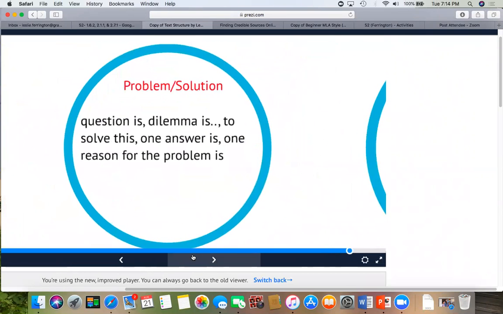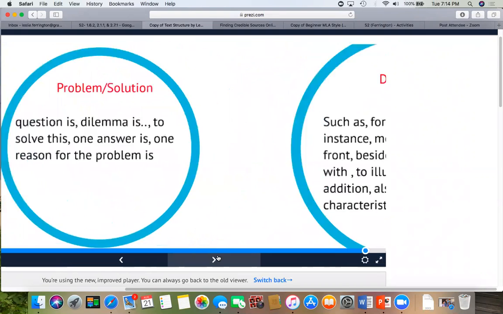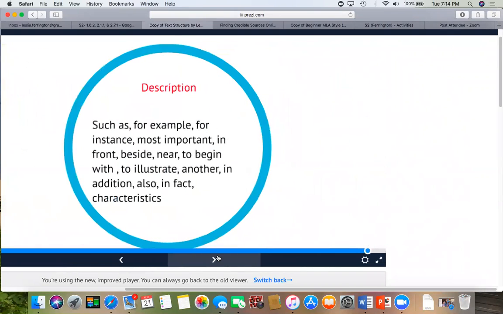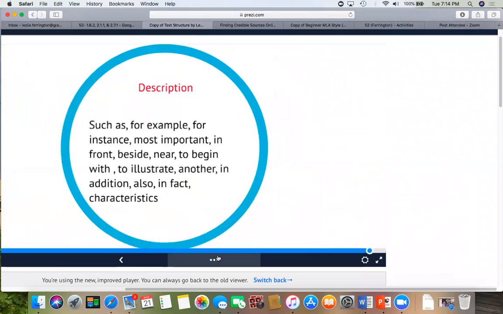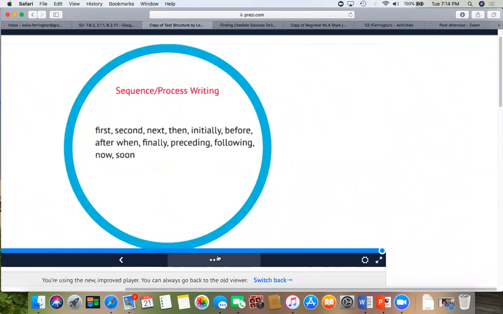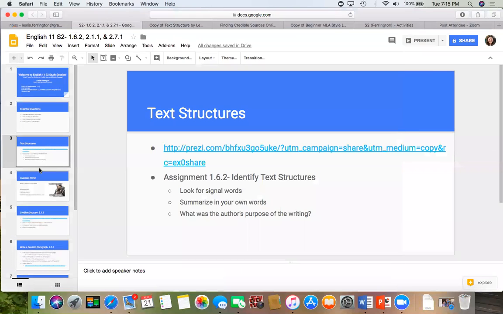For problem solution, you got like the question is, the dilemma is, to solve this. So you're looking at like, these are kind of introducing problems. Description, such as, for example, for instance, you're trying to look for words that are very descriptive. And then for sequence or process writing, first, second, next, then, anything that's giving you the order something happened in. Okay, we're gonna hop back over here.